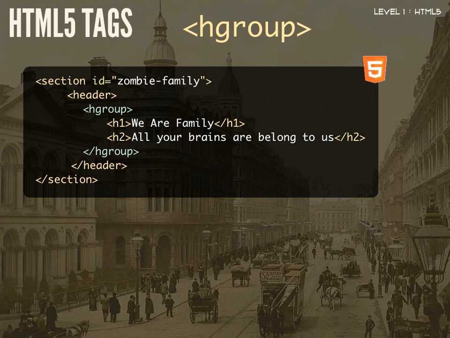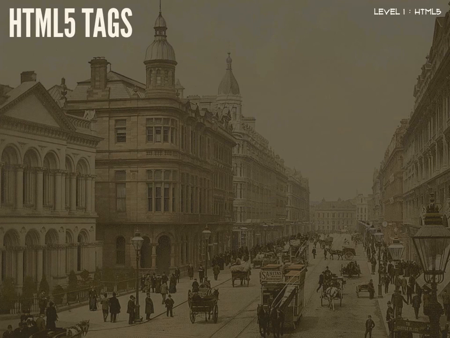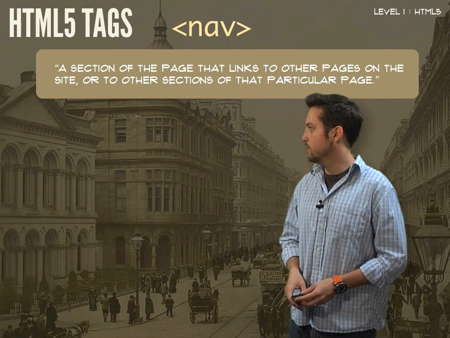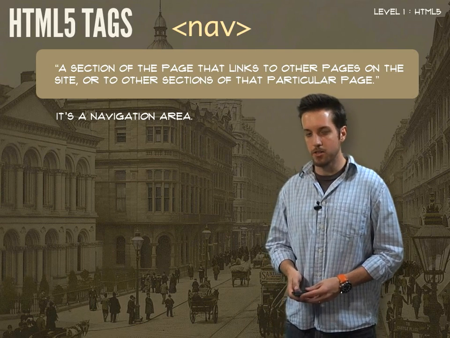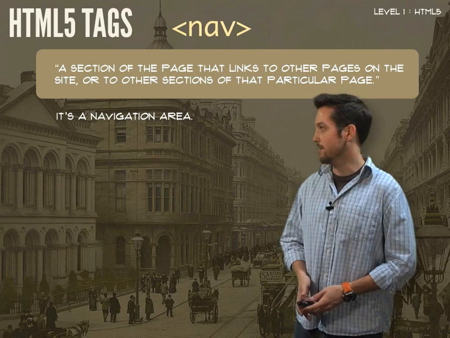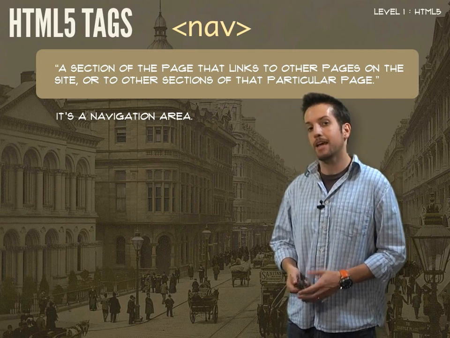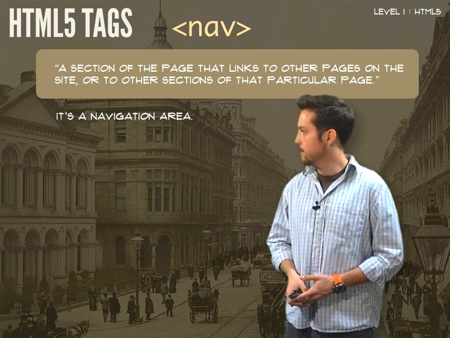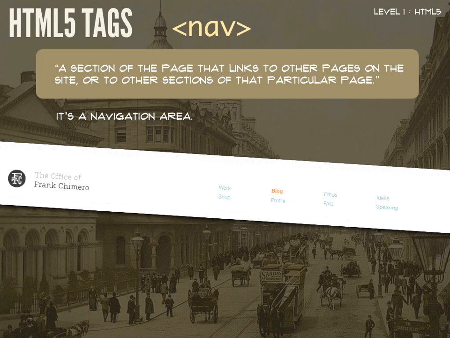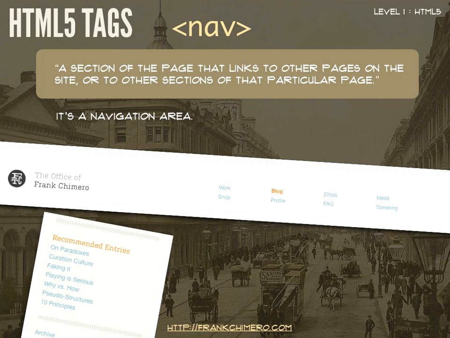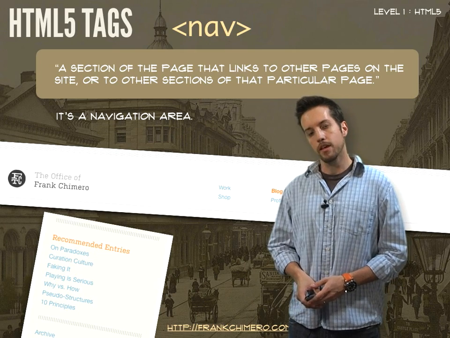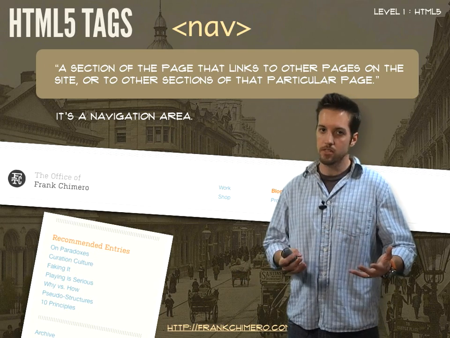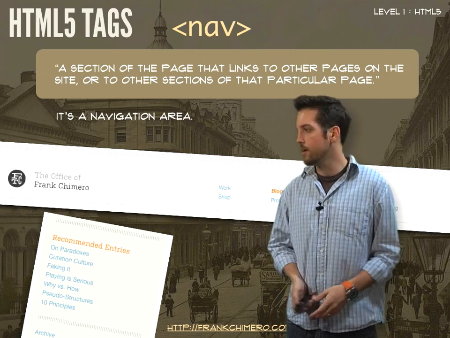So let's move on now to the nav tag. The nav tag in HTML5 is defined as a section of the page that links to other pages on the site or to other sections of that particular page. Duh, we all know what a navigation item is. So the nav tag is basically just a navigation area. In this particular example, with Frank Chimero's site, we all know that the top right portion is the main navigation area. But let's say we have a section of the site, maybe in a sidebar, that also has a grouping of links. How can we tell if this is a navigation section or just a grouping of links?